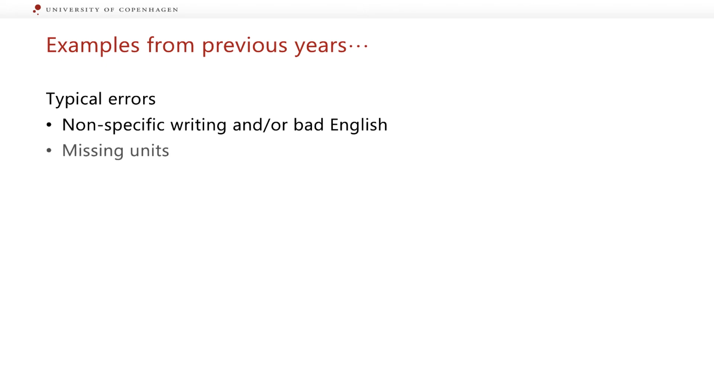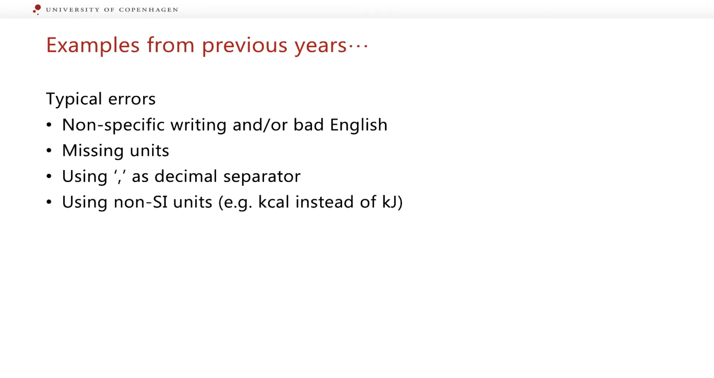Some other typical errors: missing units, that is frequently seen, so please remember to put units on all your variables. Also using commas as decimal separator, that is a Danish way of presenting decimals. In English we use a full stop as decimal separator. Using non-SI units, for example using kilocalories instead of kilojoules. Now I know that in some journals they use kilocalories, especially the American journals, but in Europe at least we use the SI unit of joules to present energy, so please use that.